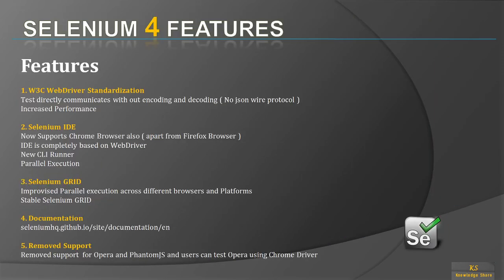So you can see Selenium 4 features. There are five important principles of Selenium 4. One is W3C standardization. That means, as I said, different browsers, the Chrome browser, the Firefox browser, all these browsers are already following W3C standards. So there is no need of again encoding or decoding using a JSON wire protocol. That's the reason this W3C standardization is a new feature that they introduced in Selenium 4.